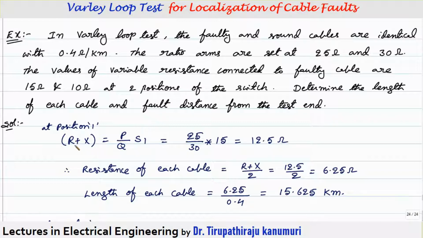So when it is connected to position number 1, we know R plus X is equal to P by Q times S1, we have derived it. Substitute the values, P is equal to 25, Q is equal to 30, and S1 is equal to 15. You will get it as 12.5 ohms. So the resistance of each cable will be equal to, because R plus X is the total resistance of the loop, for each cable it will be R plus X divided by 2. This will be 12.5 divided by 2, that is 6.25 ohms. Now the length of each cable will be equal to the total resistance we got per cable, 6.25, divided by resistance per unit length. Resistance per unit length is 0.4 ohms per kilometer. So divide by 0.4, you will get your result in kilometers as 15.625 kilometers.